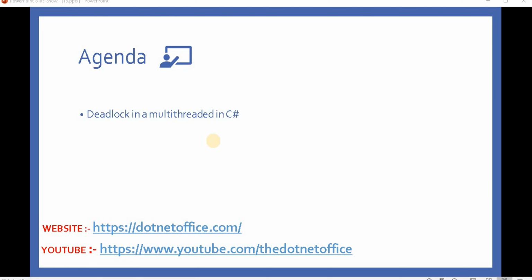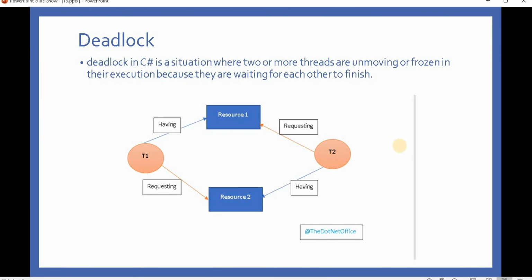In this video, we will discuss what a deadlock is in multithreading in C#, and we'll see how a deadlock can occur in a C# program. So before looking at an example of a deadlock, let's understand what a deadlock is in C#. A deadlock in C# is a situation where two or more threads are frozen in their execution because they are waiting for each other to finish.